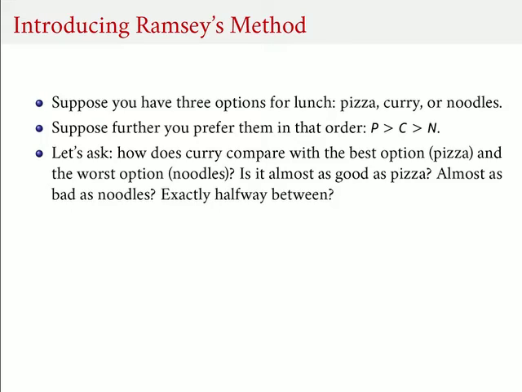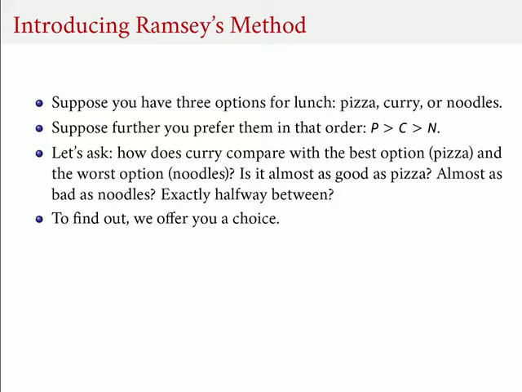So now we ask, how does curry compare with the best option, pizza, and the worst option, noodles? Is it almost as good as pizza? Is it almost as bad as noodles? Or is it exactly halfway between? So what we want to do is assign precise utilities to each of these options to see not just comparatively that you prefer pizza the most and noodles the worst and curry in between, but we also want to see with numbers how close curry is to pizza versus noodles. How much more than noodles do you prefer curry? And we can do this with the following method.